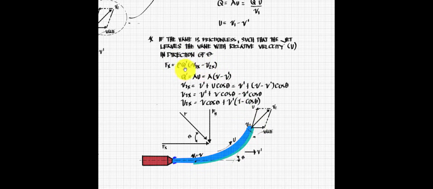So again, from the basic equation, we have density, then the volume flow rate deflected, the quantity of water deflected by the vane, then we have the velocity at 1x, then velocity at 2x. Since the velocity at point 1x is the same as your v, given that it is v, we can substitute that in the equation as v.